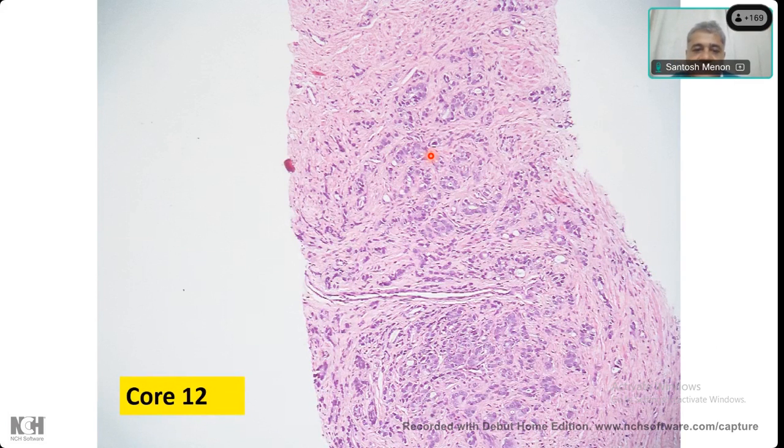What do you see here? Srinivas? Benign, malignant. So start with that. Are they benign glands or malignant glands? Malignant glands. Very good. Malignant, sir.